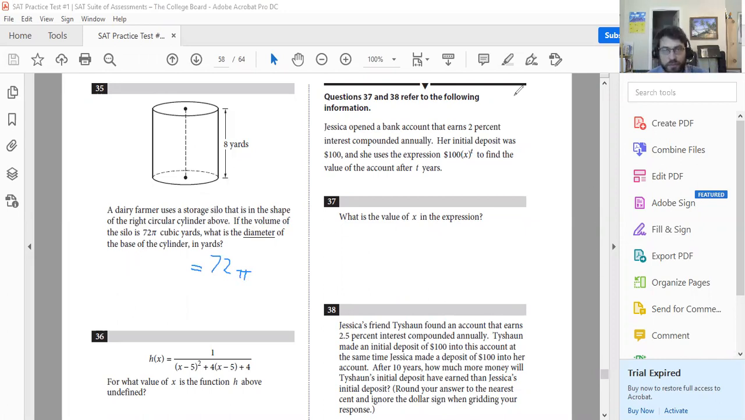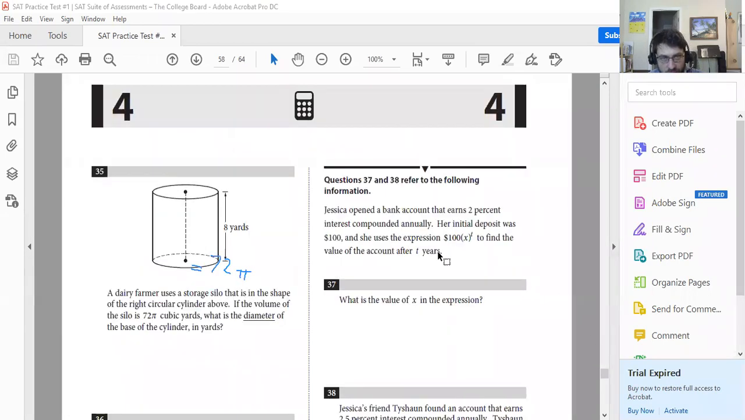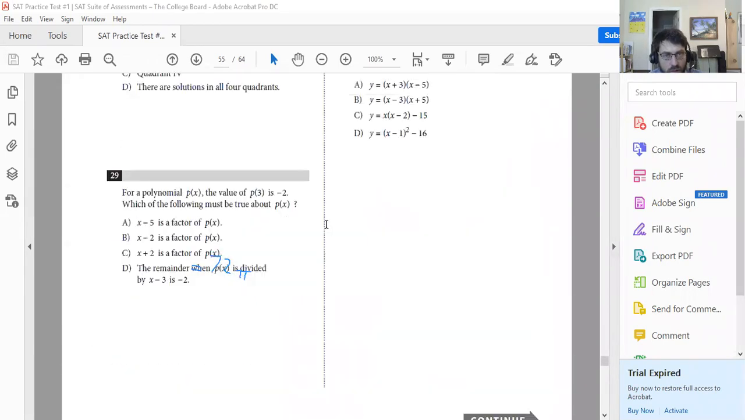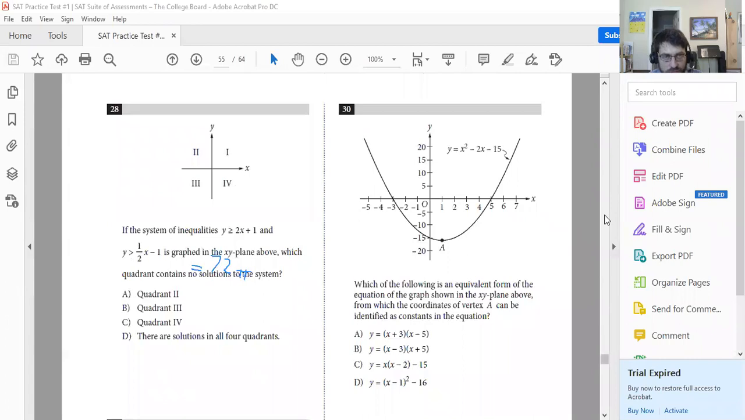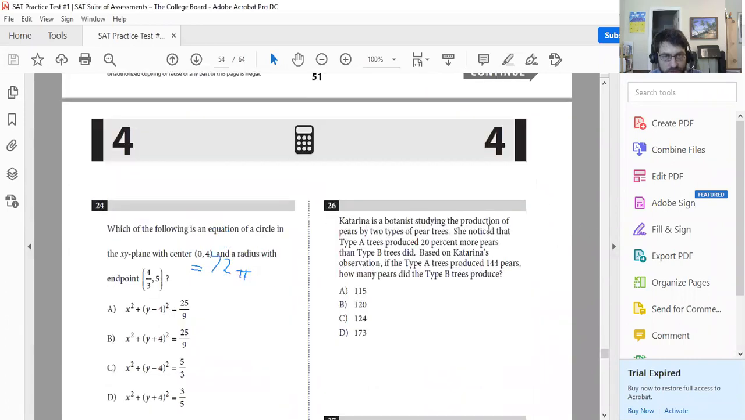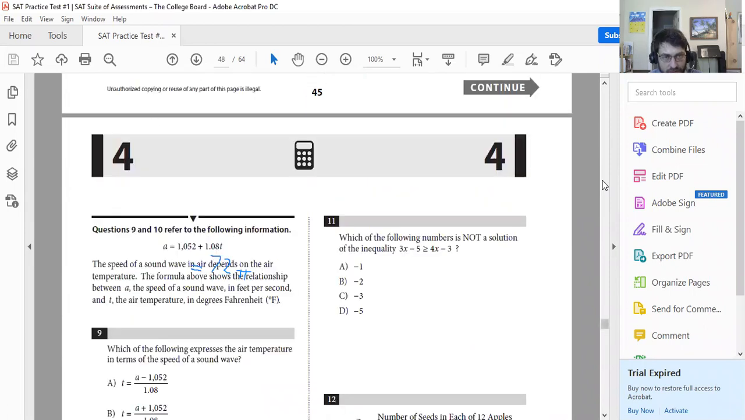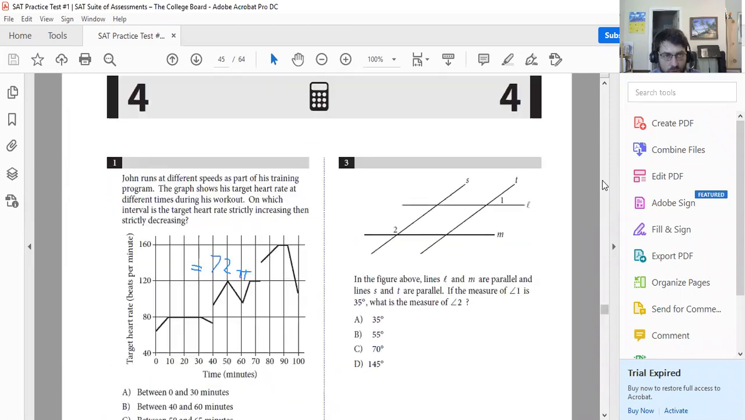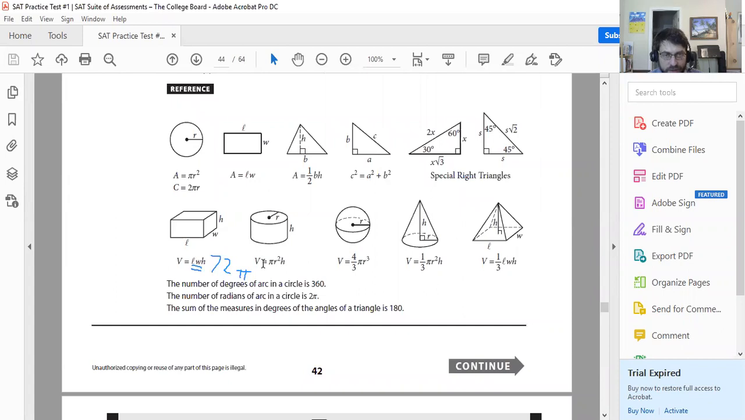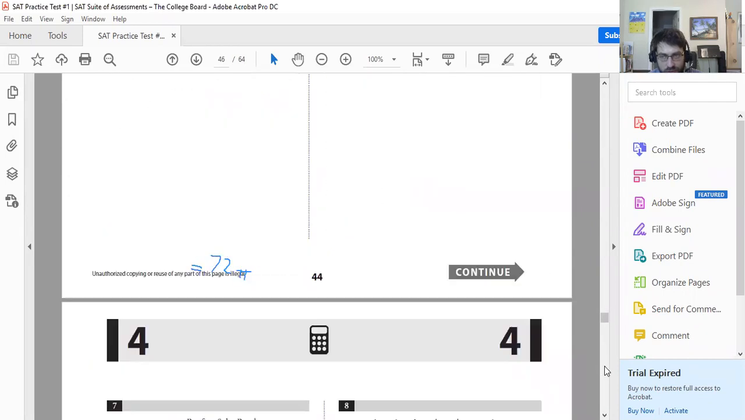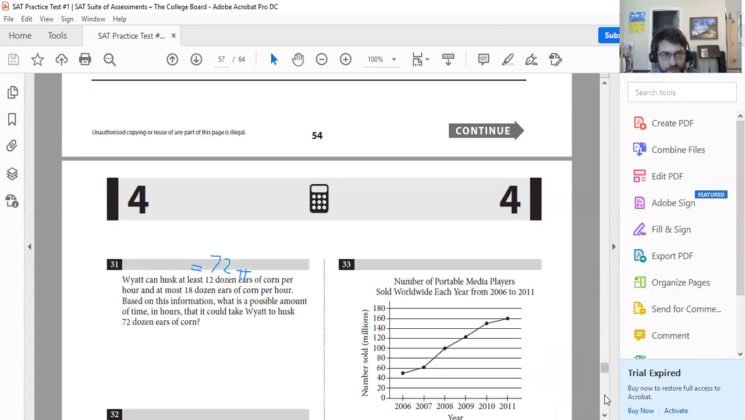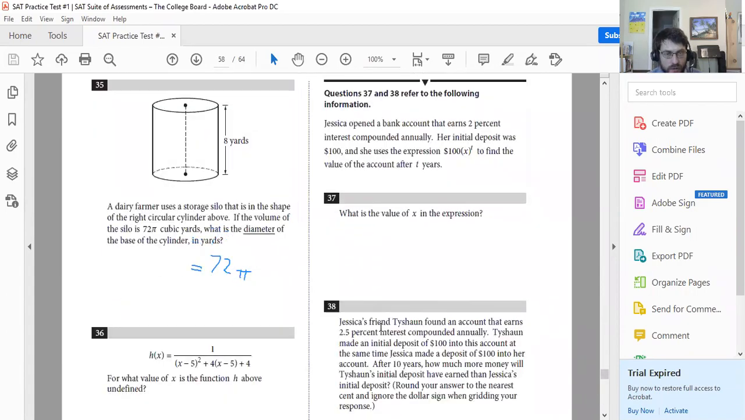In case you don't remember this, we can go back up to our formula sheet. Did I pass it up? No, I didn't. Okay, it's a long way back. Okay, there's our cylinder: pi r squared h. So in case you forgot that, it's pi r squared h.